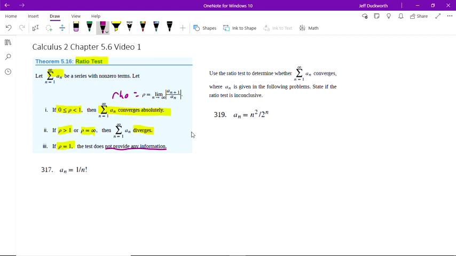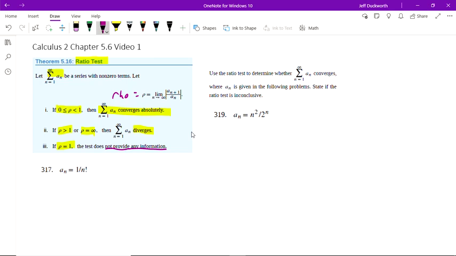Now that means you may have to use a different test as well, but the specific questions we have here state: use the ratio test to determine whether our series converges, where a_n is given in the following problems. State if the ratio test is inconclusive. So it's telling us to use the ratio test, and one of the caveats is that we have to let them know that it's inconclusive if we get rho equal to 1.